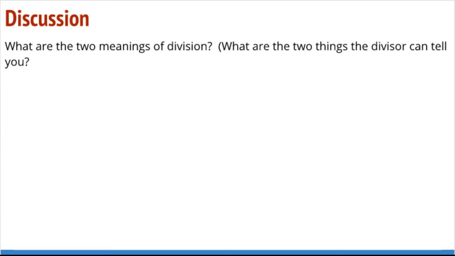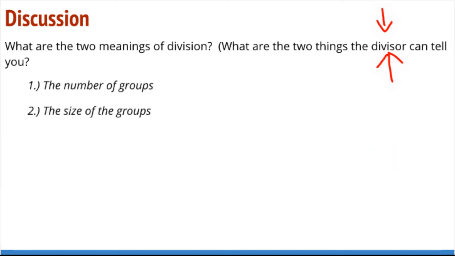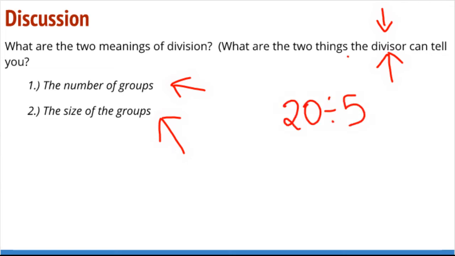Well, I want to step back here for a minute, and I want to review what are the meanings of division. So in other words, what are 2 things that the divisor can tell us. And we worked on these earlier this year. I think it was in Module 2, and we talked about partitive division and measurement division. Well, one of the meanings of the divisor is it tells us how many groups to make. Another meaning of the divisor is to tell us the size of the groups. So 20 divided by 5 can mean make 5 groups, or it can also mean make groups of 5.